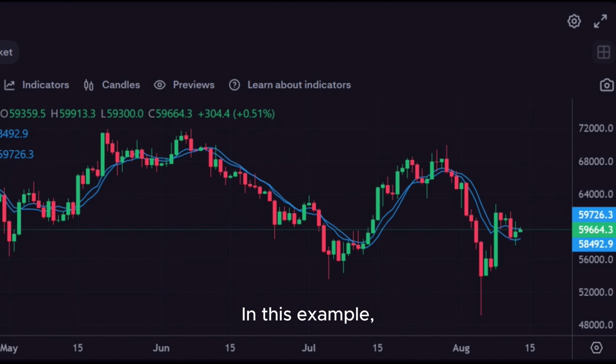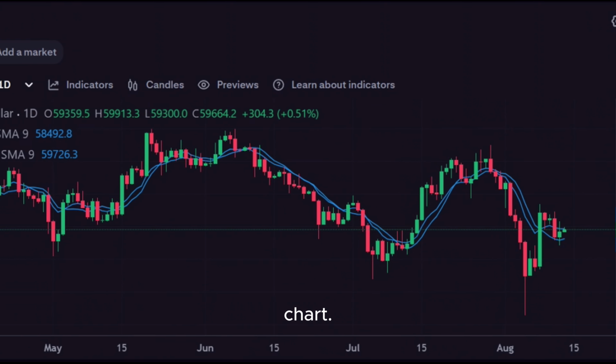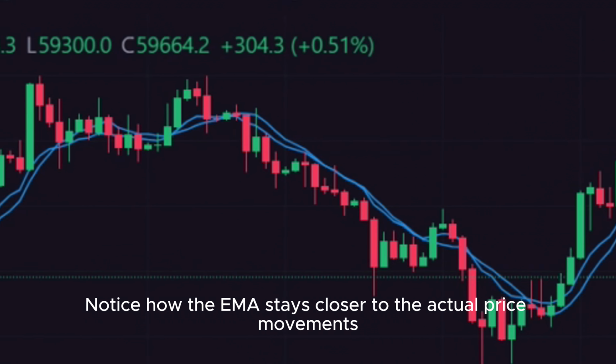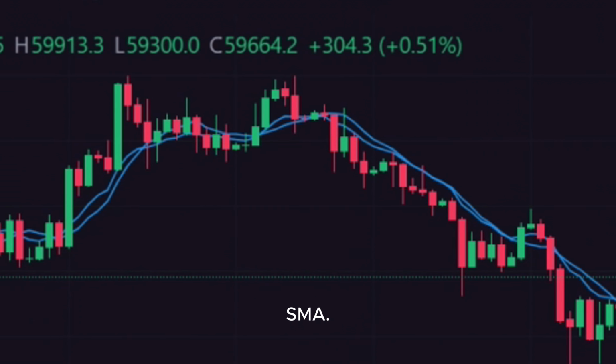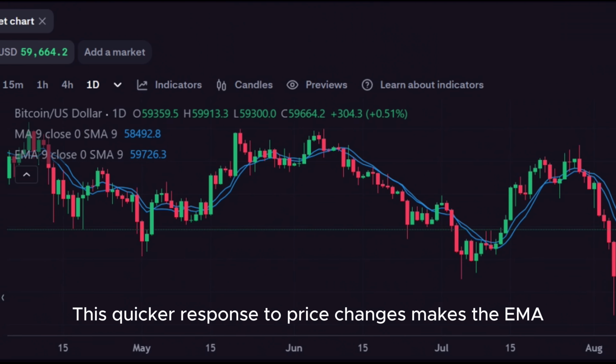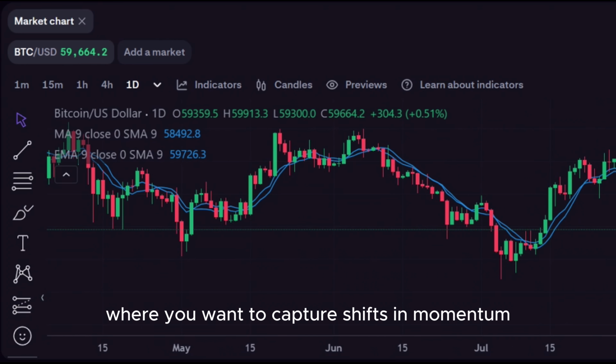In this example, you can see both an SMA and an EMA plotted on the same chart. Notice how the EMA stays closer to the actual price movements compared to the SMA. This quicker response to price changes makes the EMA particularly useful in fast-moving markets where you want to capture shifts in momentum earlier.